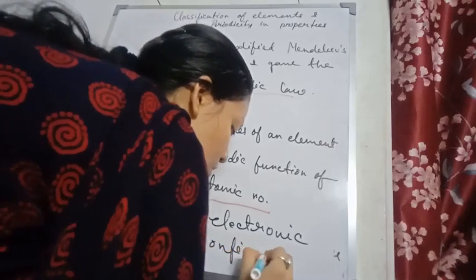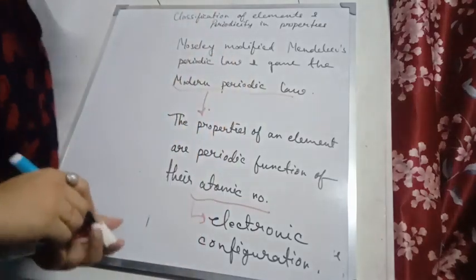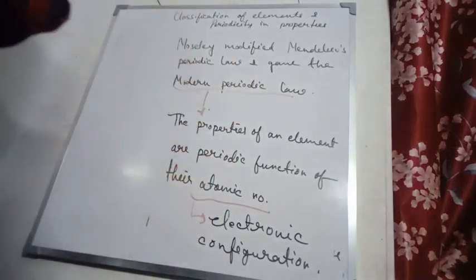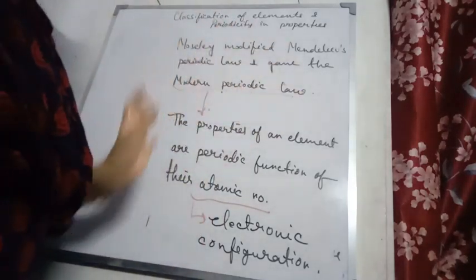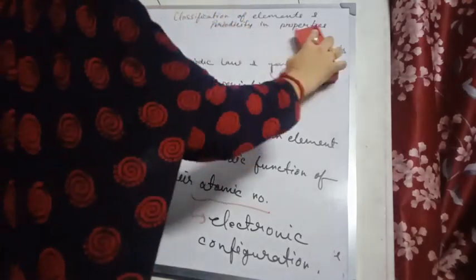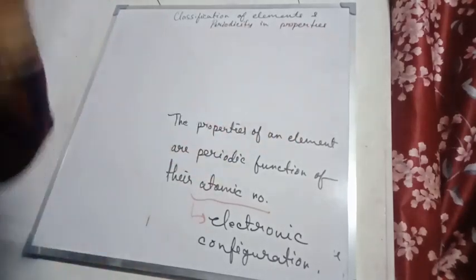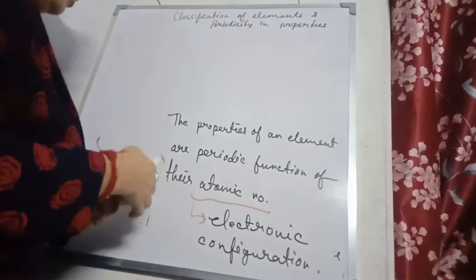So this law is absolutely okay, and we follow this till today. The modern periodic table basically comes from the modern periodic law. So how many periods do we have? We have 7 periods and we have 18 groups. Now what are these periods?